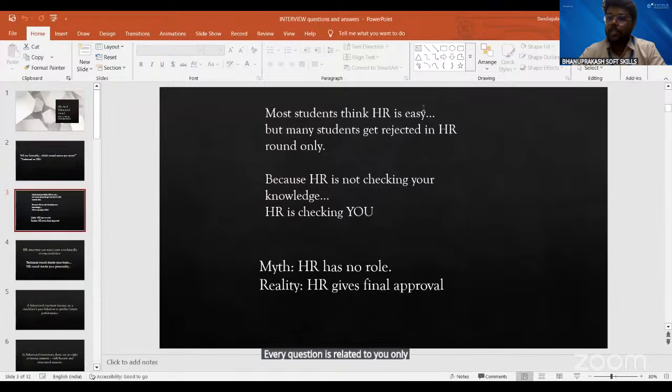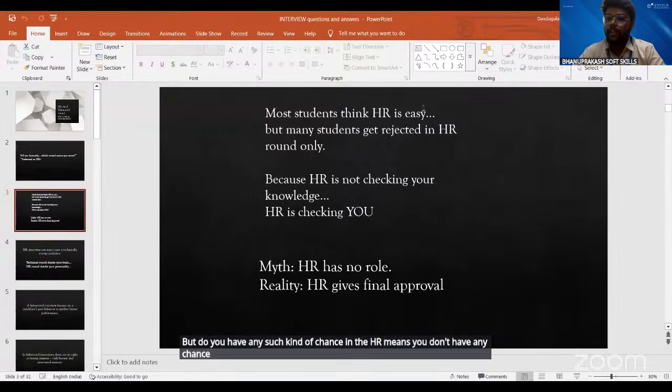So in such cases, do you have any chance of saying, I don't know the answer? For example, in technical, you have the chance of saying, I don't know that concept or I'm not aware about that. But do you have any such chance in the HR round? You don't have any chance. Why? The questions are all about you only.